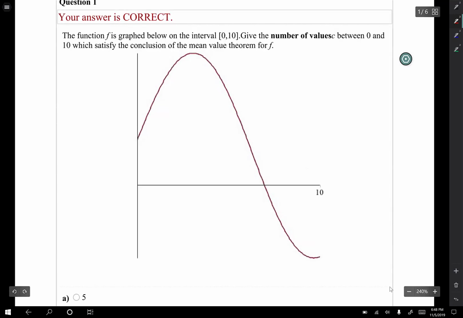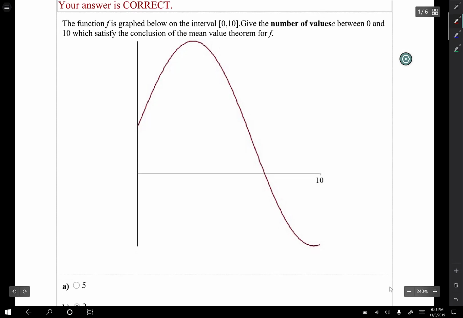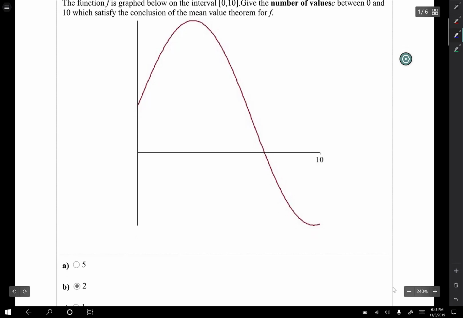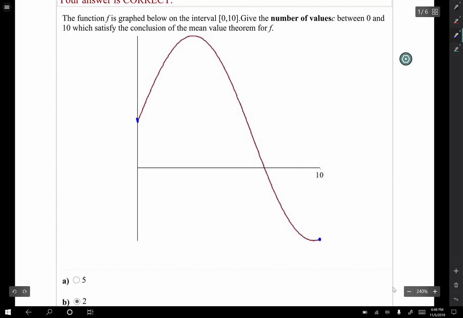The function f is graphed below in the interval. Give the number of values c between 0 and 10 which satisfy the conclusion of the mean value theorem. If you had a straight edge or a ruler and you connect these endpoints together, you get this line.